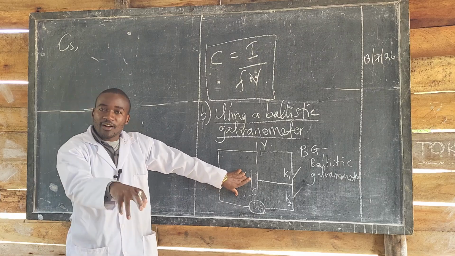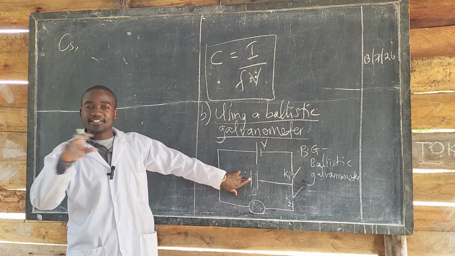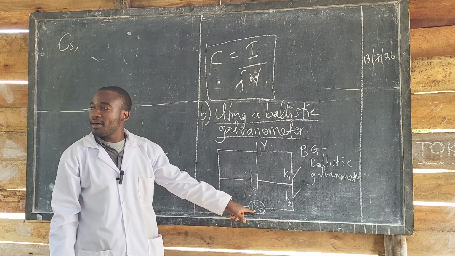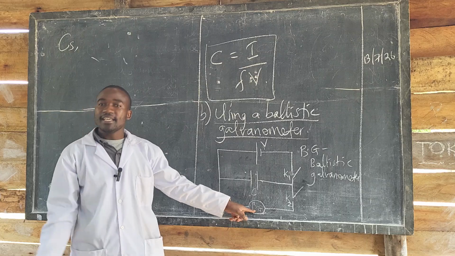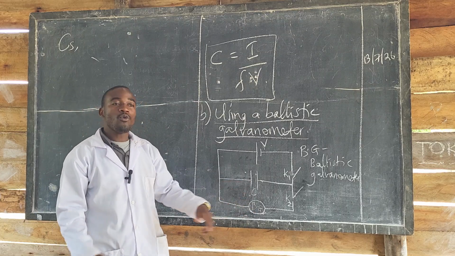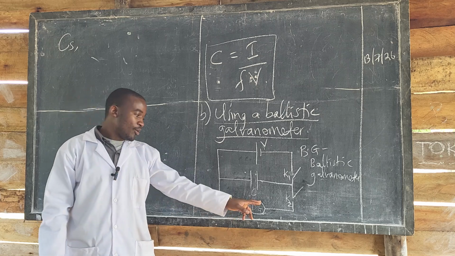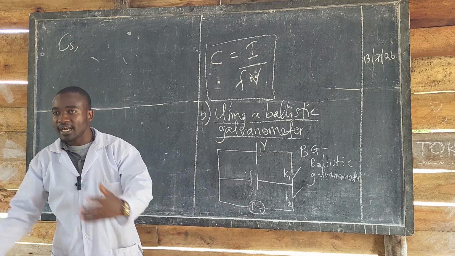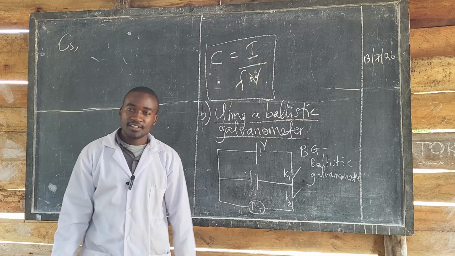Then we determine the deflection of the ballistic galvanometer. Then we bring in the capacitor whose capacitance is to be determined, and we also note the deflection. Then we work through the mathematics and get the capacitance of the capacitor.